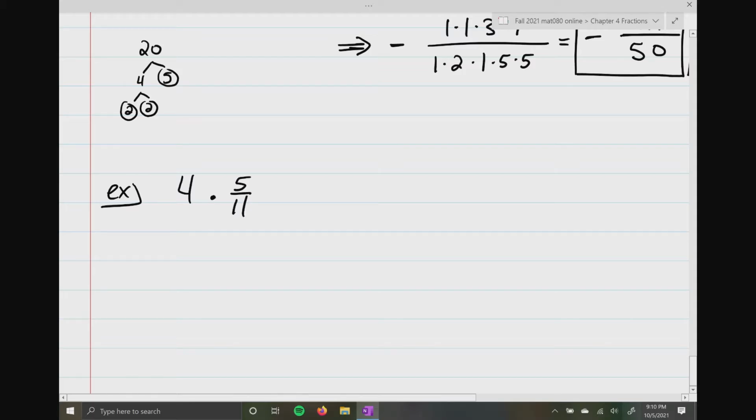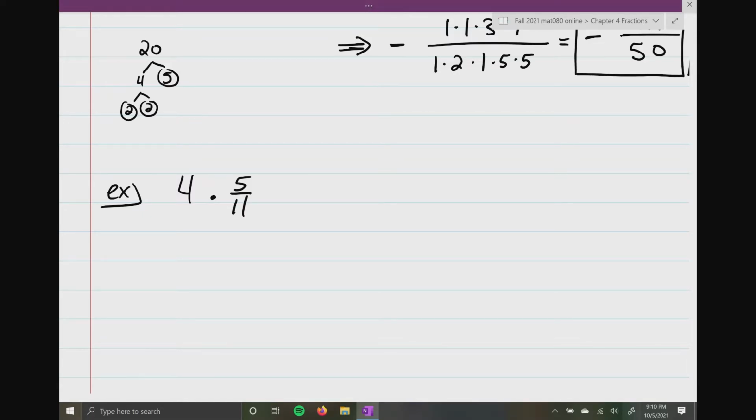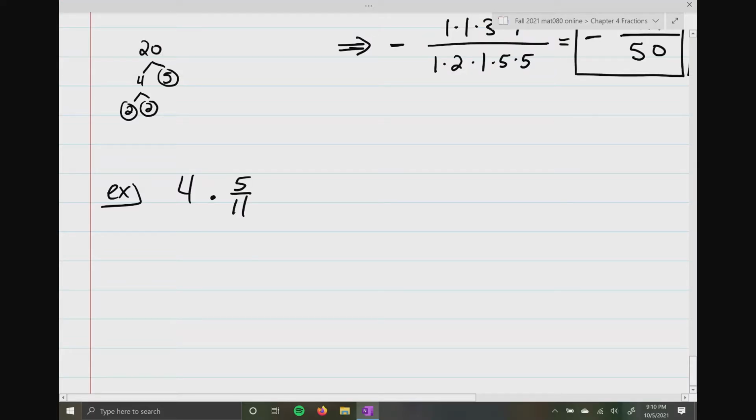Now, this one may look a little confusing, but I'm going to teach you something right now. You can make any whole number into a fraction just by putting it over 1. So now we have a fraction times a fraction. So let's go ahead, let's simplify first. I look at the very first fraction, which is 4 over 1. So that 4 is just 2 times 2. We've seen that a bunch of times already. The 1 is just 1.